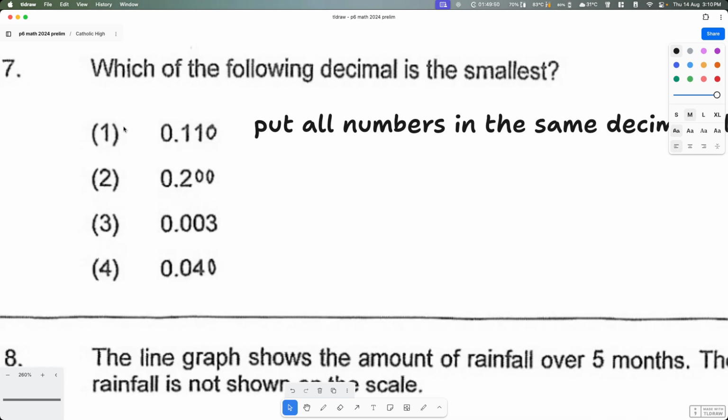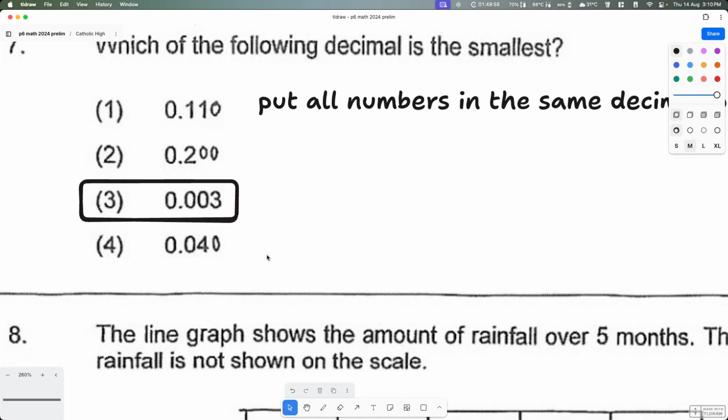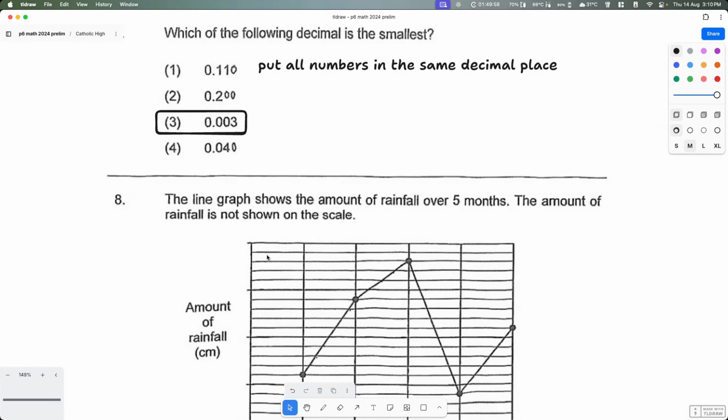Okay, so now you see all the different decimal places. So which one is the smallest? You can see option number 3, obviously. Okay, so let's move on to question number 8.